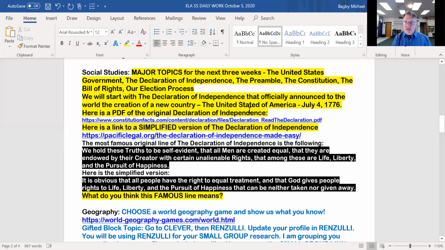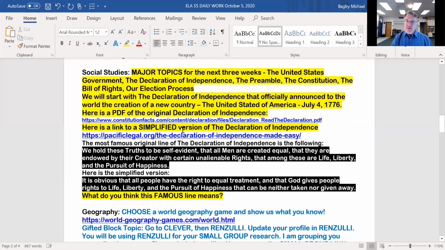We're starting with the Declaration of Independence, which announced to the world the creation of a new country. We basically stood up and said, hey, we're a new country. Here we are. But we had to earn the right to do that first by defeating the English in what was called the Revolutionary War. But we made the declaration before we beat them, before we won the war. July 4th, 1776, and you get a PDF with the original Declaration of Independence.